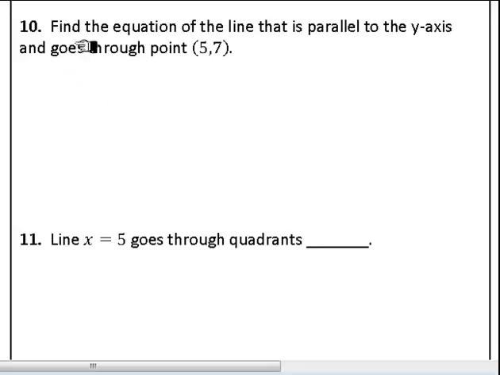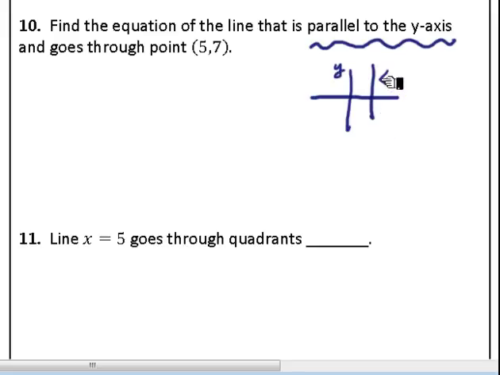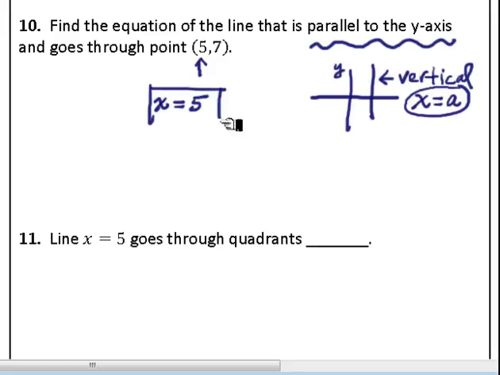Number 10 asks us to find the equation of the line that is parallel to the y-axis and goes through point (5, 7). All right, parallel to the y-axis, what kind of line is that? All right, let's just draw a little picture. Here's the y-axis. There's a line parallel to the y-axis, so we see that we're talking about a vertical line. And we remember that a vertical line has equation x equal a. So given our point, we just have to look at the x-coordinate, and that'll be our a. So we have the vertical line x equal 5.